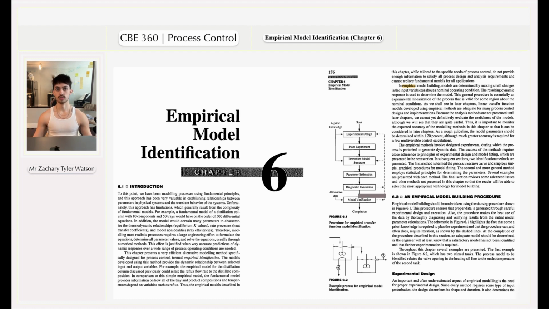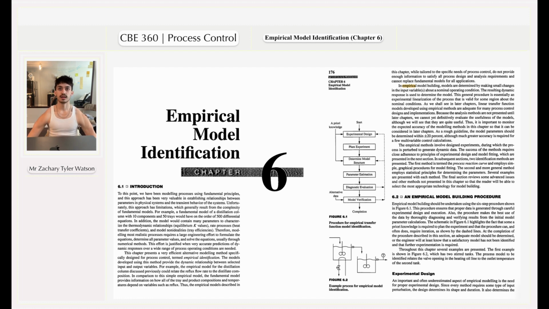6.2, an empirical model building procedure. Empirical model building should be undertaken using the 6-step procedure shown in figure 6.1, starting with the experimental design, then the planned experiment, then the determined model structure, then the parameter evaluation, then the diagnostic evaluation, then the model verification. This procedure ensures that proper data is generated through careful experiment design and execution. Also, the procedure makes the best use of the data by thoroughly diagnosing and verifying results from the initial model parameter calculations.